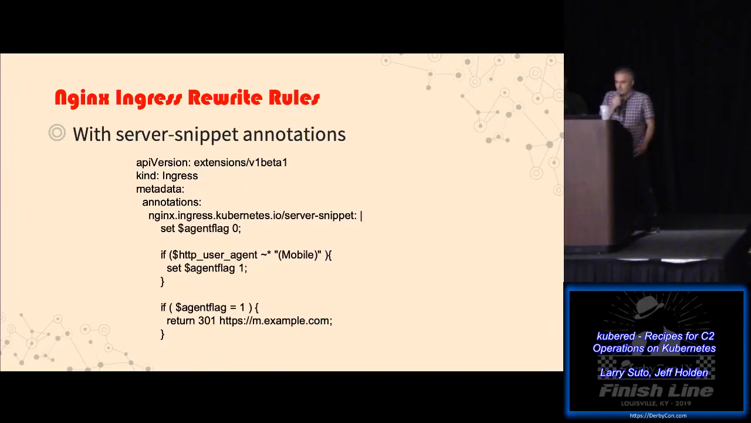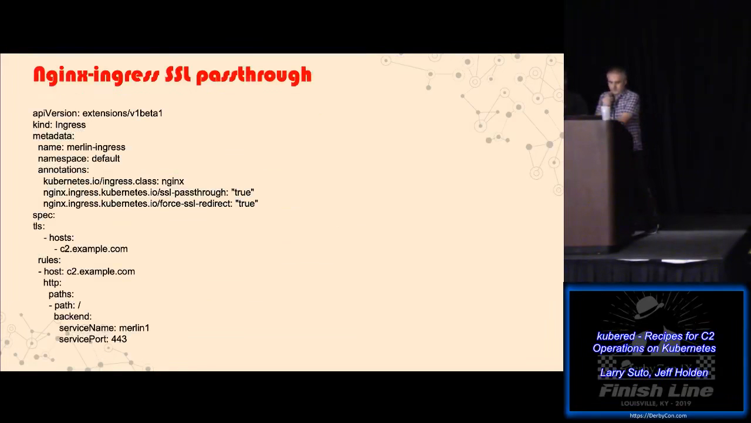Yeah, this is just another example of a rewrite rule. This is a server snippet as opposed to a configuration snippet, and this just checks the user agent, and if that's not in the user agent field, then it just returns it to a different URL.